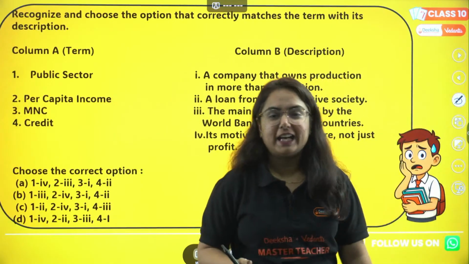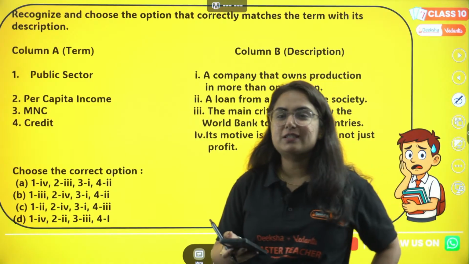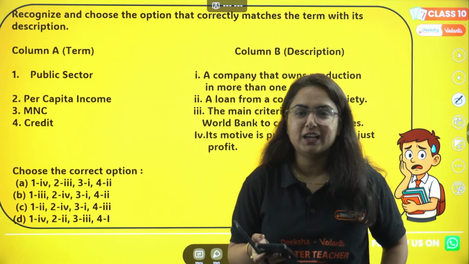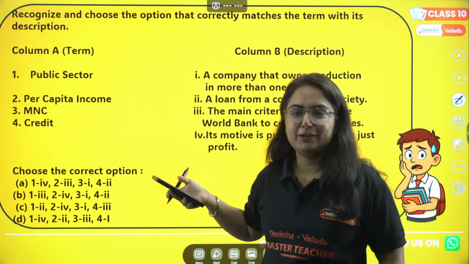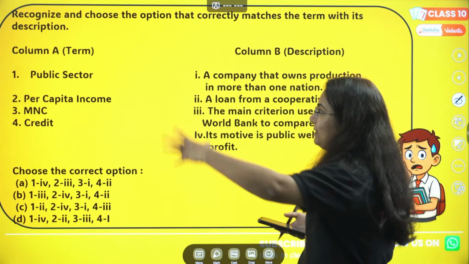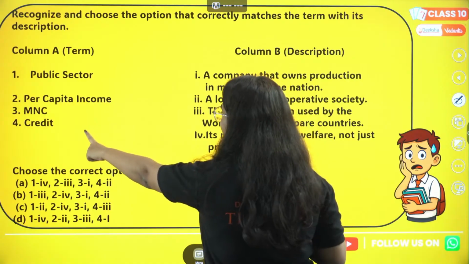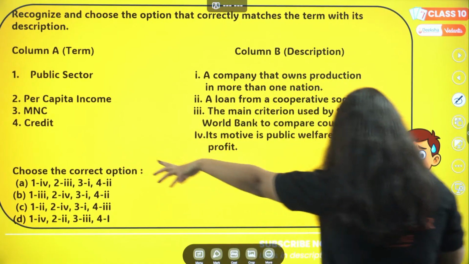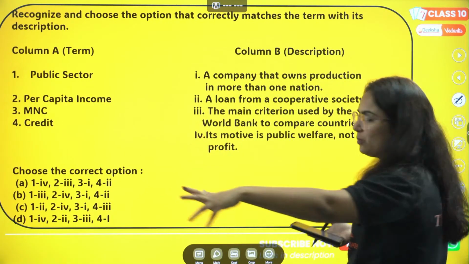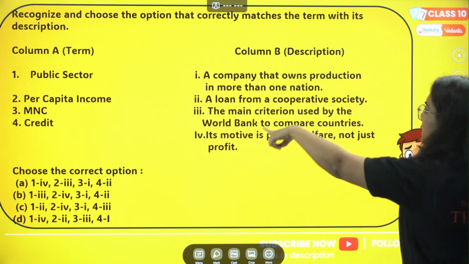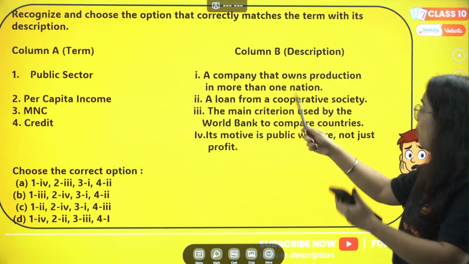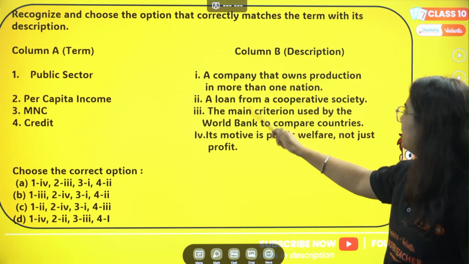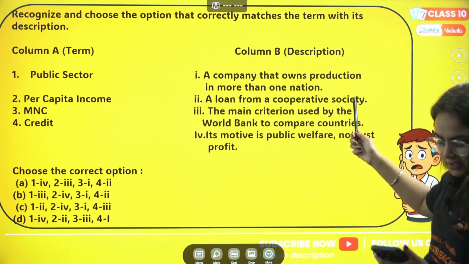Next one. Okay. Recognize and choose the option that correctly matches the term with its description. This question is for 7 crores. Options, columns are public sector, per capita income, MNC and credit. Somewhere similar to the last one. And here the descriptions are written. A company that owns production in more than one nation. Easy. A loan from a cooperative society.